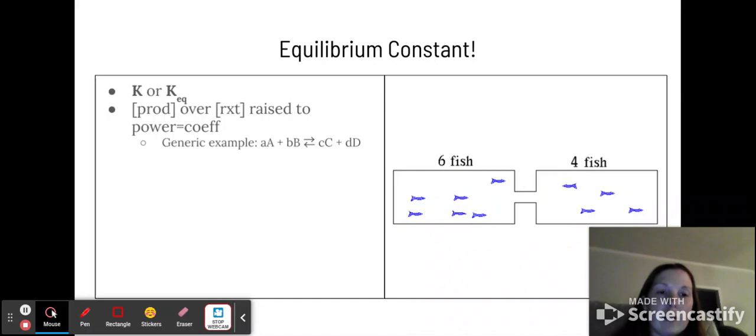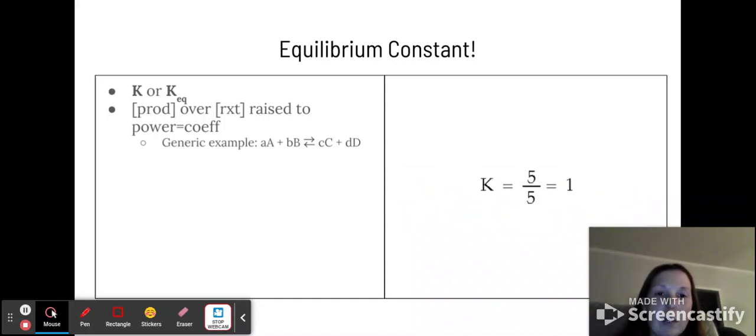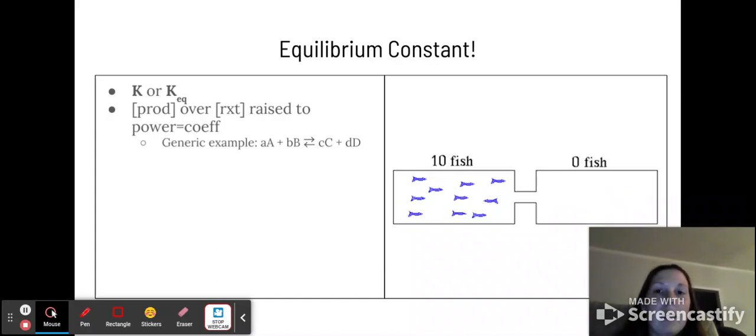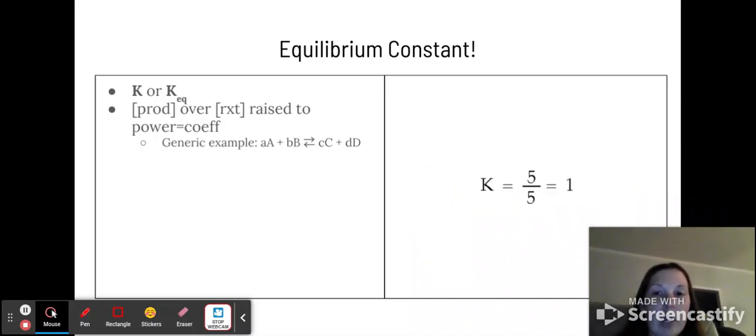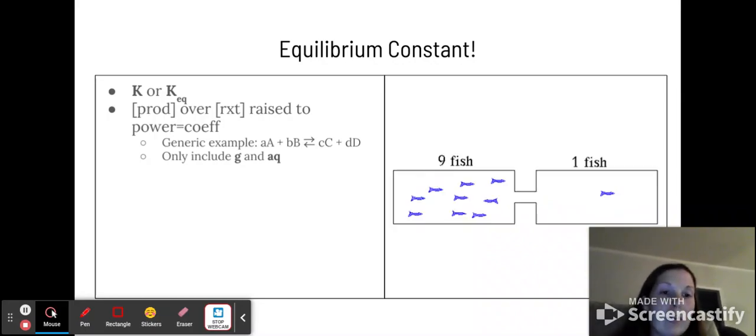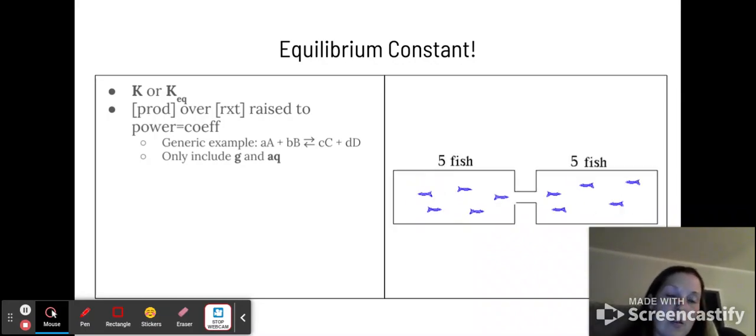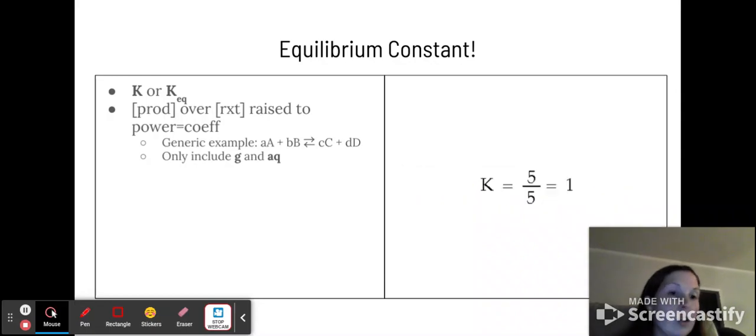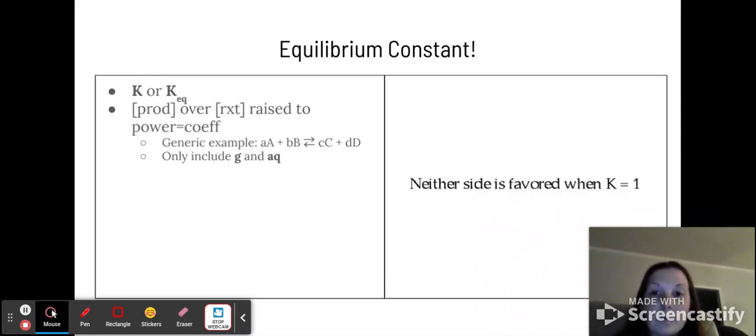And you can look at this GIF over here as it goes through an equilibrium system. A generic example of a chemical equation is aA plus bB yields cC plus dD, where the lowercase are the coefficients and the uppercases are the reactants and products. So you only would include gas and aqueous. If you have a solid or a liquid present in your formula, you do not include it.